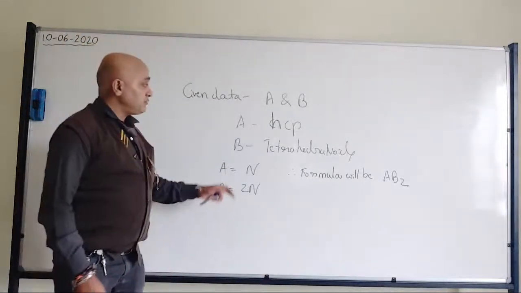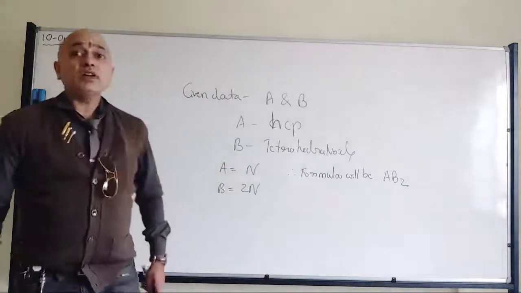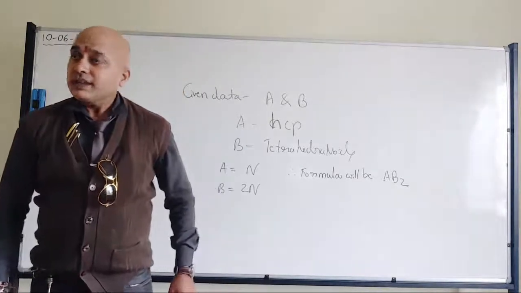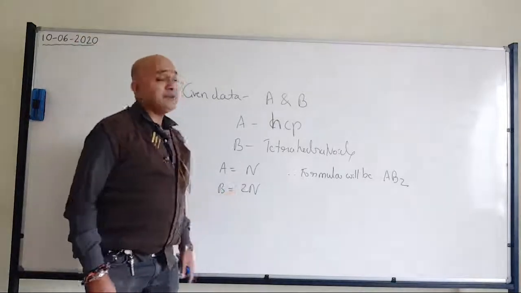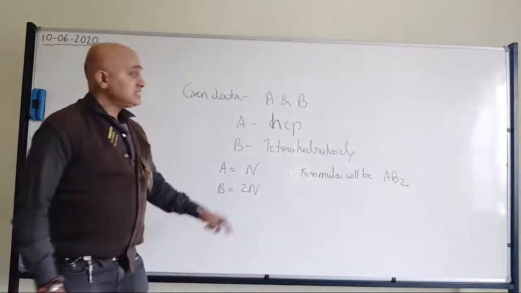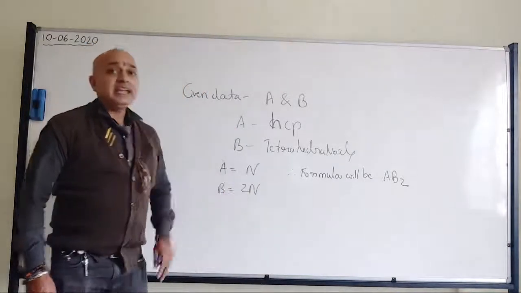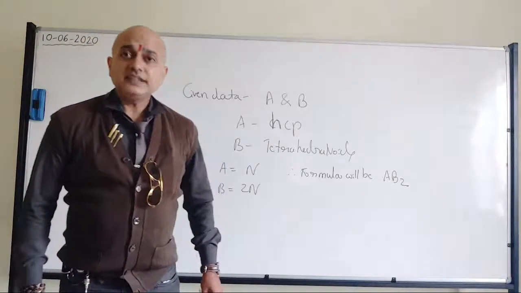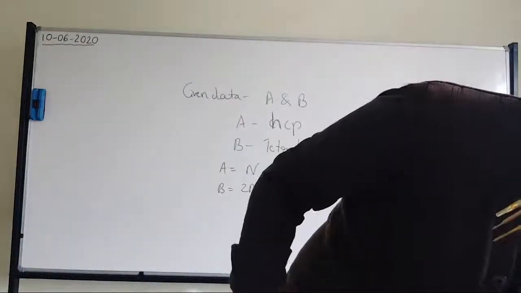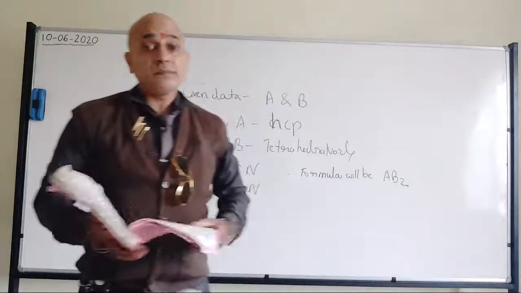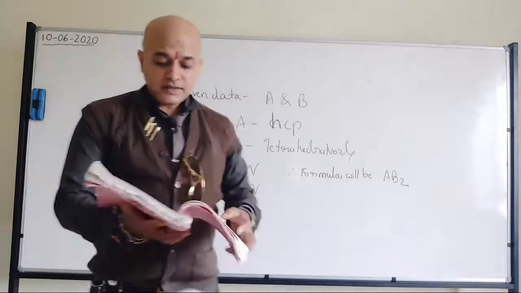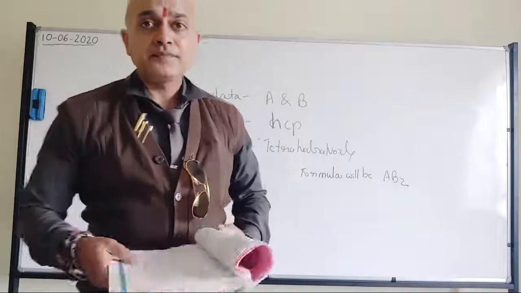If by chance they would have given that B will occupy the octahedral voids, then the formula of the compound would have been AB. Since they have given tetrahedral voids, it will be AB2. Any doubts? All of you have understood? This type of problem for 2 marks you can expect in your board exam also, and for competitive exams they will ask. Okay? Shall we move to the next one?